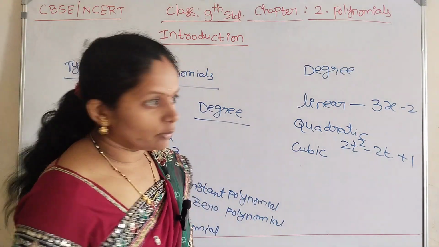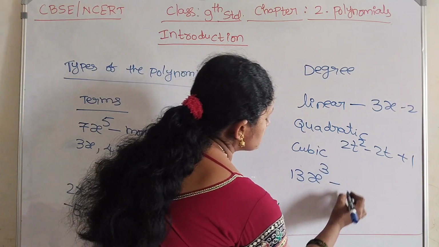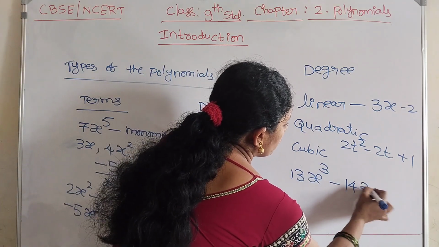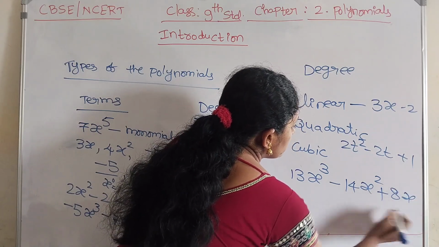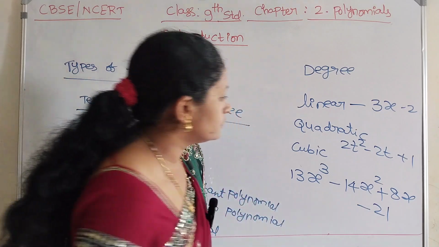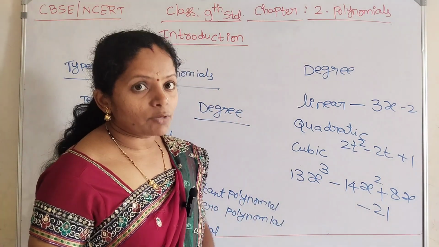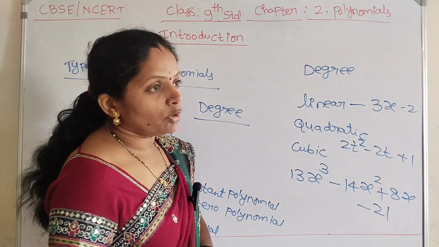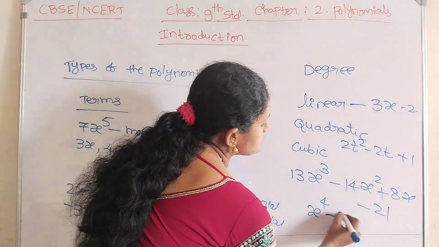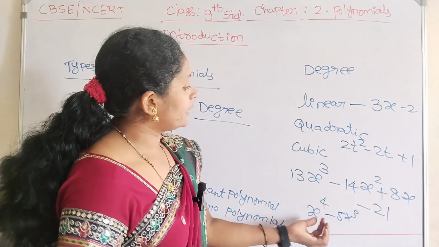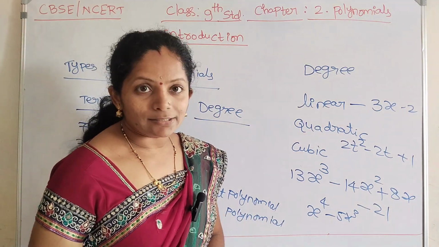Next comes the cubic polynomials. 13x power 3 minus 14x square plus 8x minus 21. This is called the cubic polynomial. If the power is more than this, then what is it called? Suppose there is degree 4, x power 4 minus 5x cube, this one, then we can say it is a degree 4 polynomial.